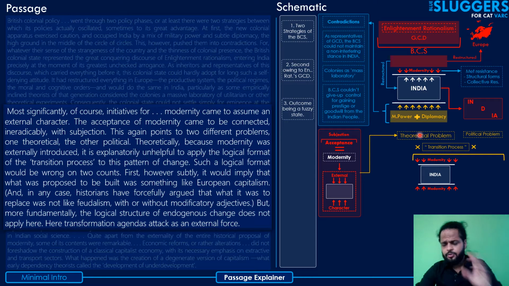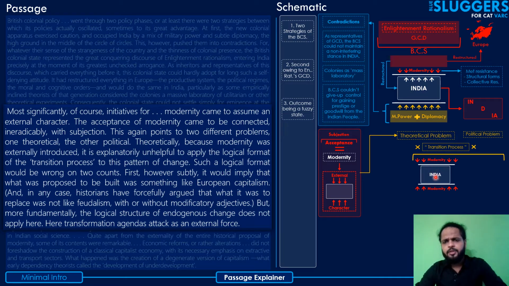One is a theoretical problem, the other is a political problem. He ends up, at least so far as this passage is concerned, talking only about the theoretical problem. He never gets to the political problem, as you will see later. So he describes the theoretical problem in this sentence.